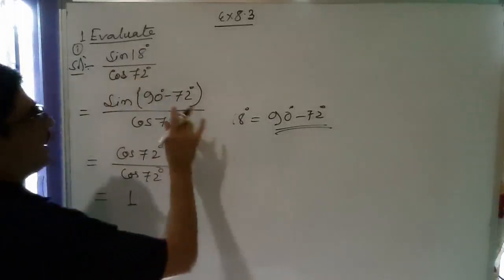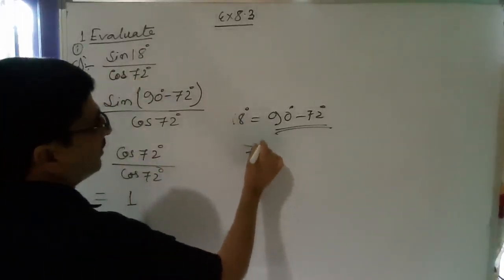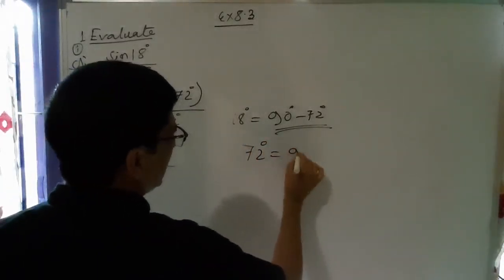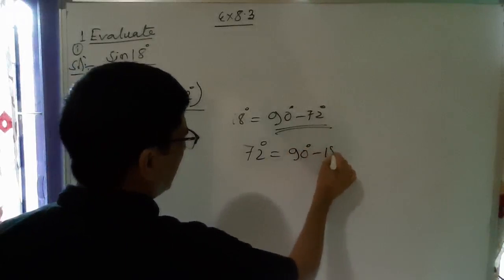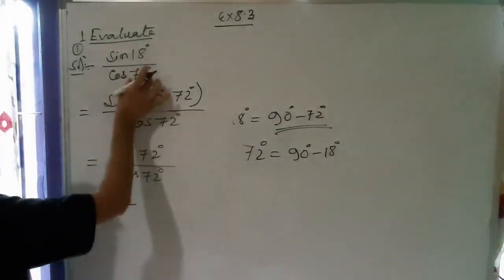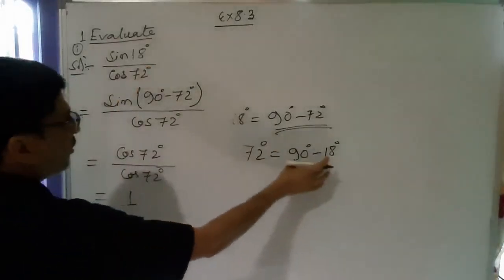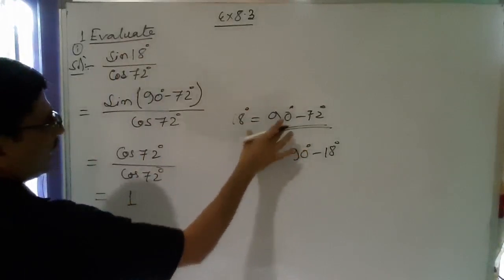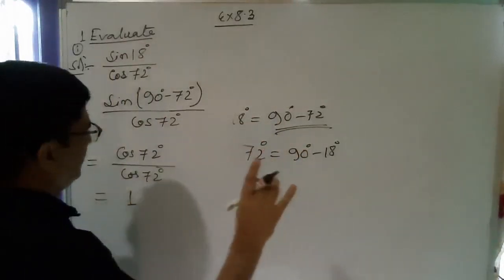If you had done it for 72 degree, suppose for the denominator, then you can write 72 in terms of 90 minus theta as 90 degree minus 18 degree, since 90 minus 18 is 72. So either I change this 72, or I change this 18, so I have written this. Either of these two, only one you will have to change.